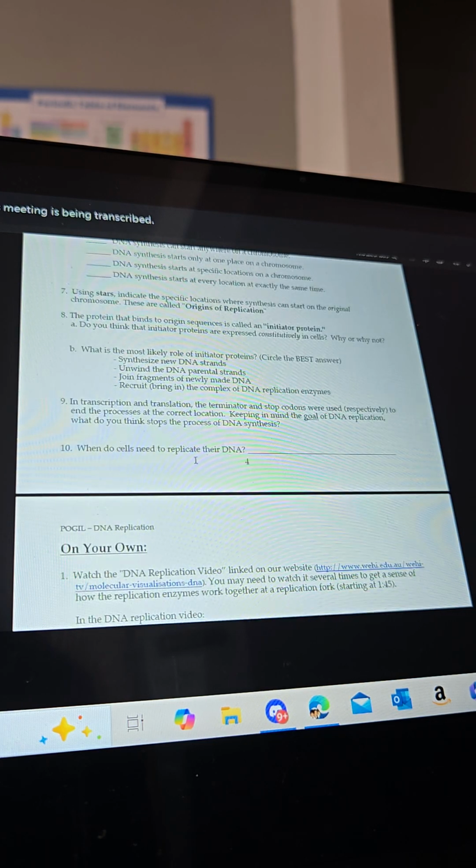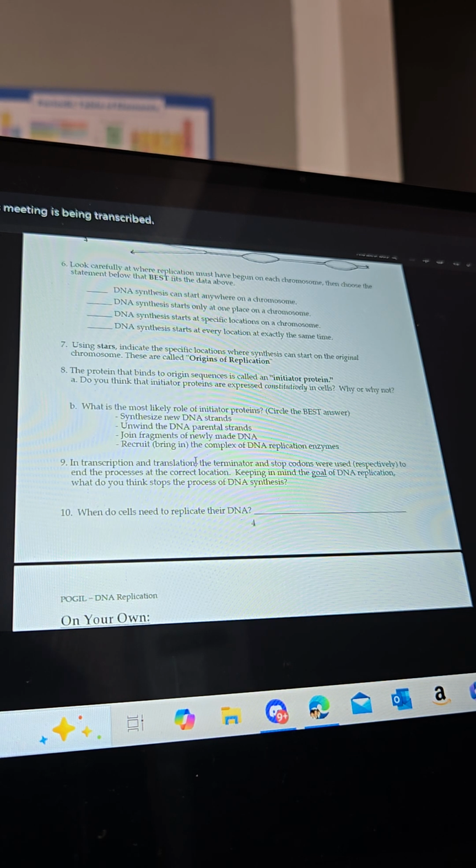So for 6, is it that DNA synthesis starts at specific locations? Correct. Those specific locations are called points of initiation. And what binds to them? Initiator protein. Excellent. Question, is the initiation point the same as the origin of replication? Yes.